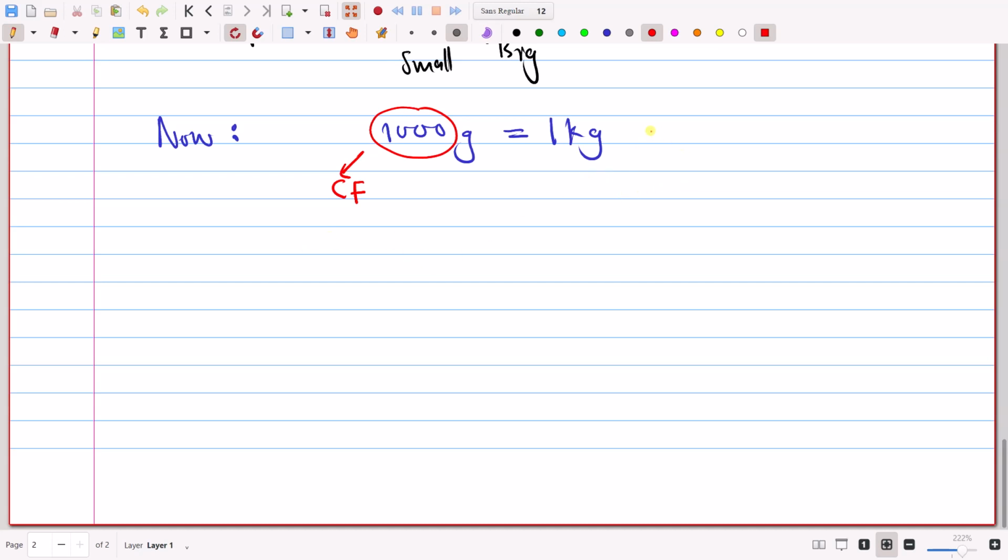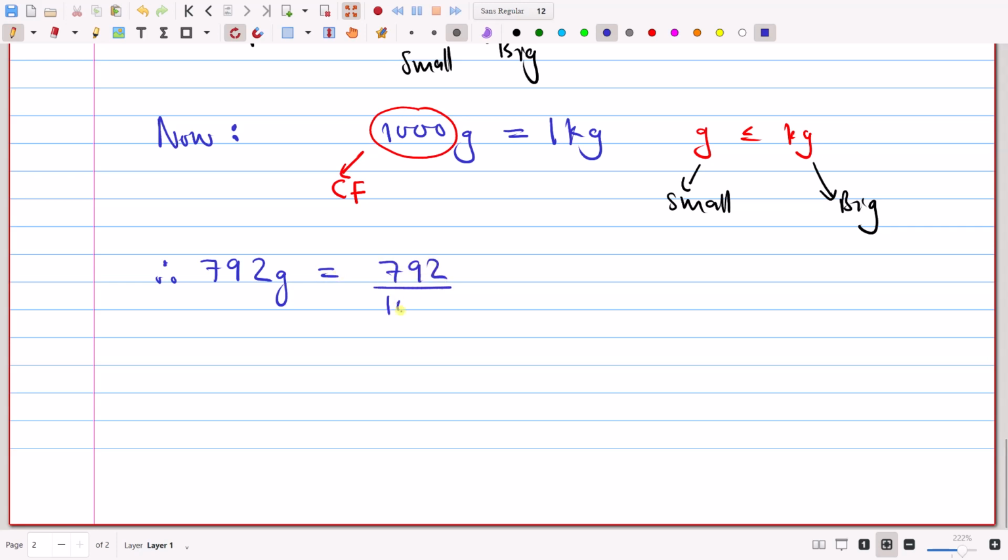But now, what do we know about the hierarchy? We know that the gram is less than the kilogram, which means I'm shifting from a small unit to a big unit. Since I'm shifting from a small to a big unit, I'm going to divide. Therefore, the 792 grams that is given is equal to 792 over 1000 kilograms, which is equal to what?